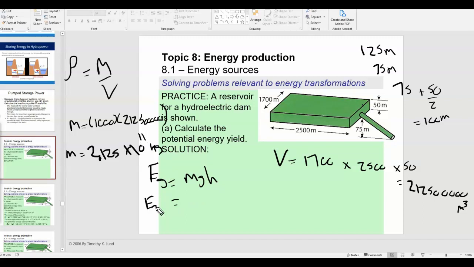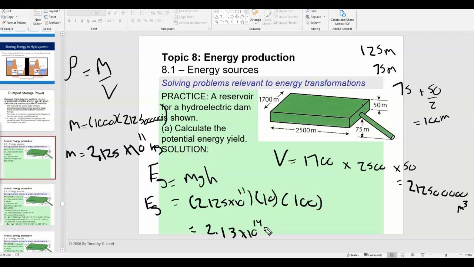And then I can find out how much potential energy that is because I have the mass of the water. I have g, which I'm just going to use 10 for g. And then the height is not 75 and it's not 125, it's 100 meters. And so if I did that correctly, I should get 2.13 times 10 to the 14 joules of energy available. Hopefully I did that correct. Yes.